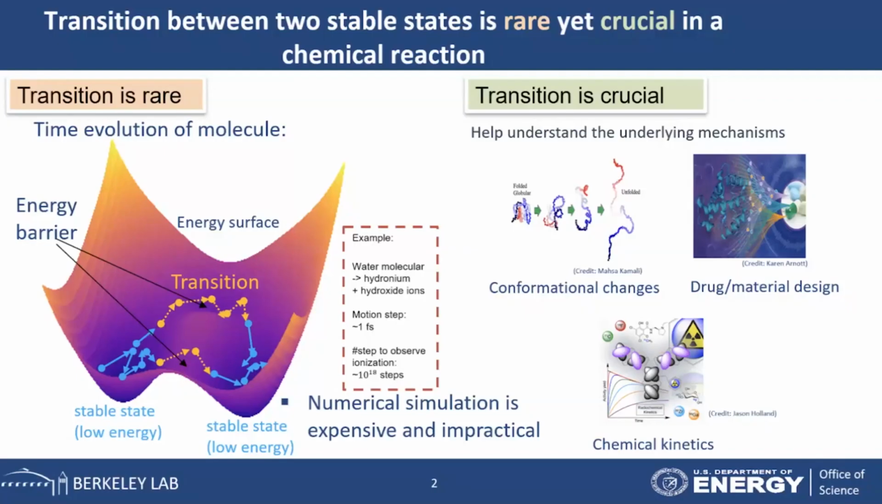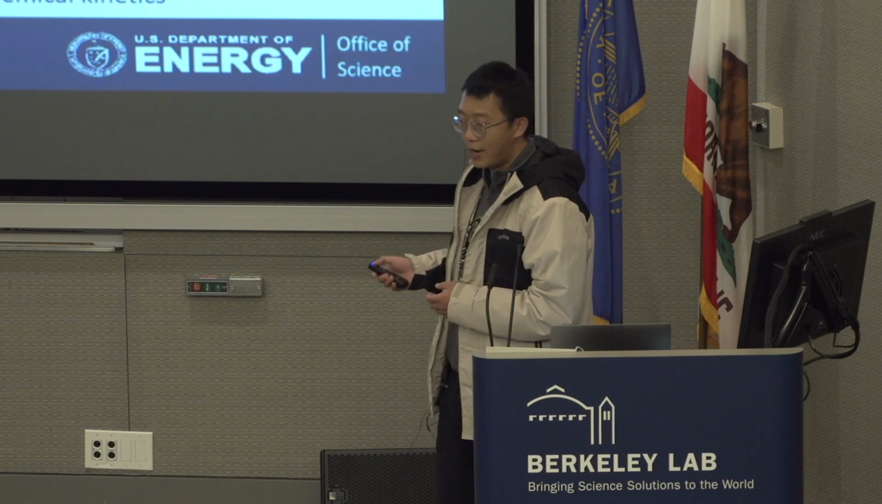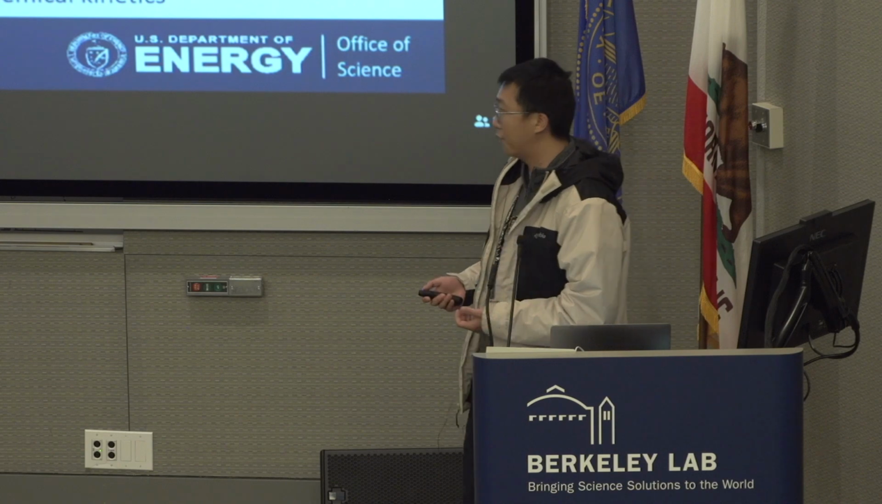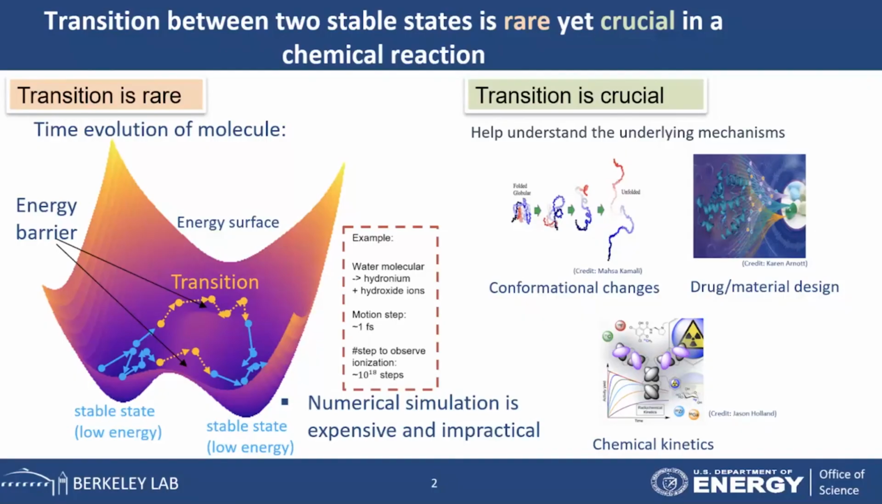We are interested in the chemical reactions that happen during the time evolution of a molecule. These reactions are dynamical processes characterized by the transition from one stable state to another stable state. These transitions are rare, but crucial in many applications. For the transition to occur, the energy of the molecule must cross the energy barrier and evolve from one local minimum of the energy to another local minimum of the energy.